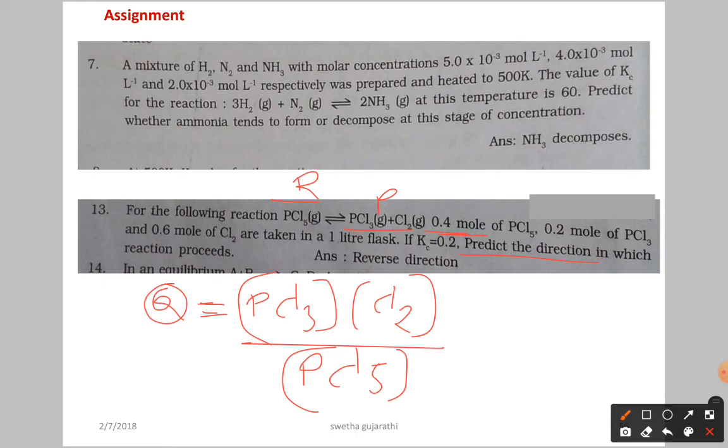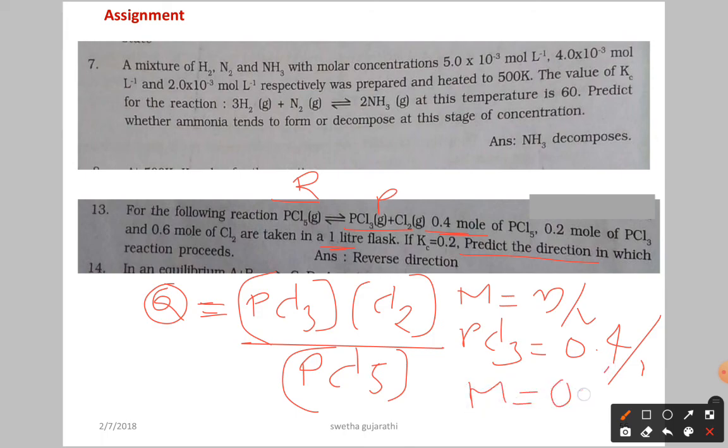Here, are they given concentration directly? No, they gave the number of moles. So you have to go for the molarity. Molarity formula is n by V. Now, for the PCl3, how many moles are there? Molar concentration here, we have 0.4 moles, divided by the volume of the flask, which is 1 liter. So directly the molarity of PCl3 is 0.4. Like that you have to calculate the molarity of each one and substitute in the expression. So you are going to get some Q value.